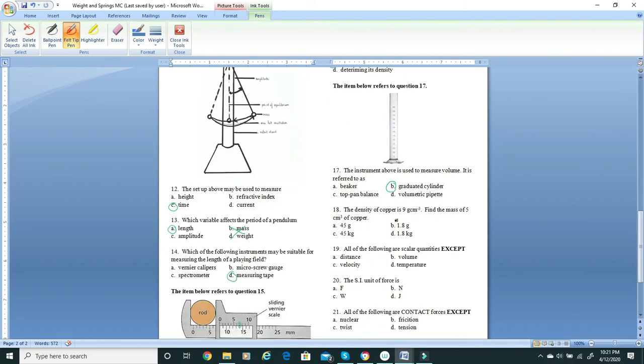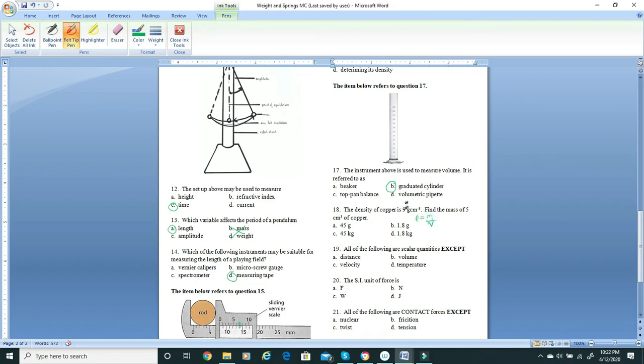The density of copper is 9 grams per centimeter cube. Find the mass of 5 centimeter cube of copper. So we have the density. Now to calculate density, we have density is equal to mass divided by volume, right?